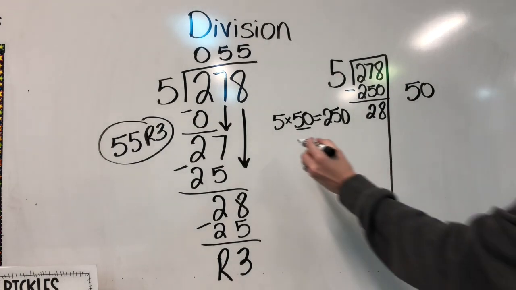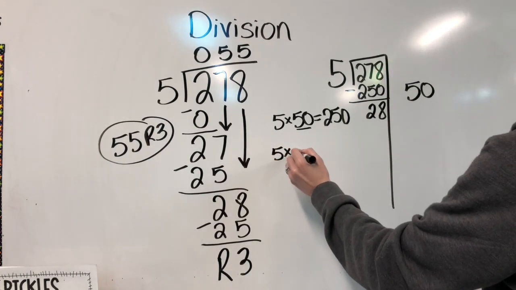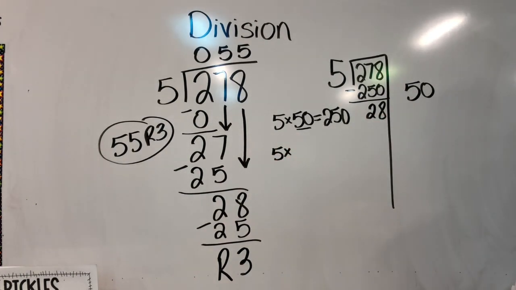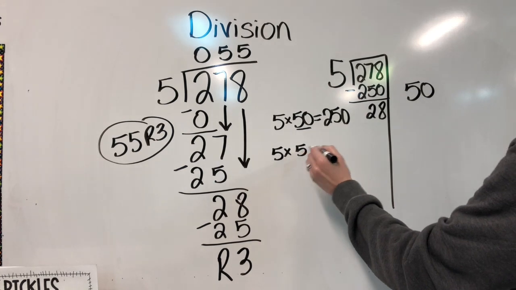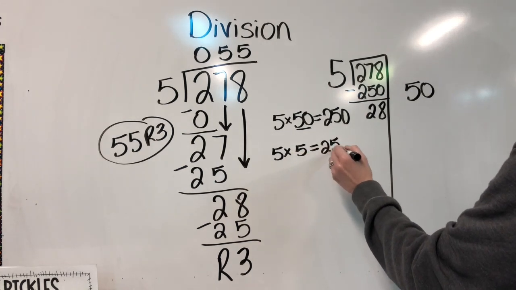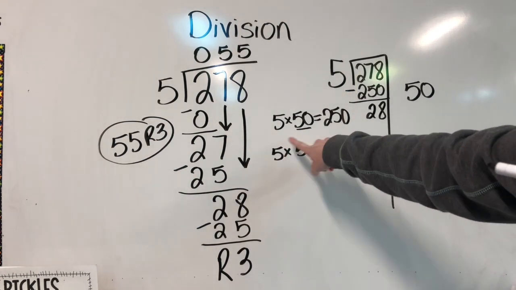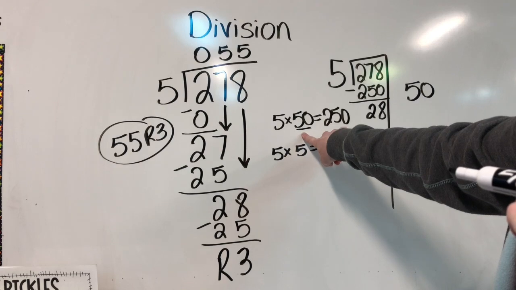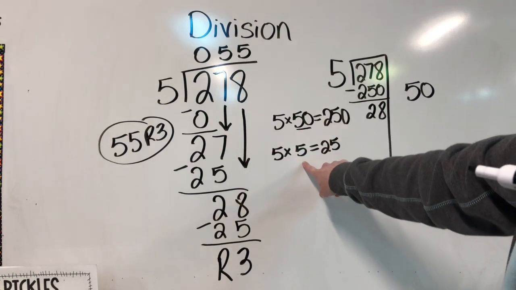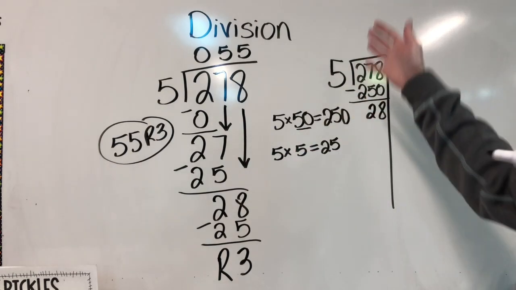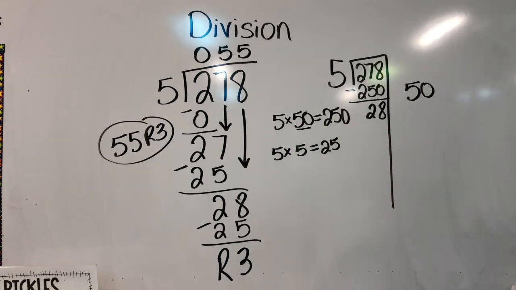So now, 5 times what gets closest to 28? Well, 5 times 5 equals 25. Remember, use simple numbers, numbers that you know. You could multiply by 10 here. You could multiply by 40 here. You could multiply by 2 here. Use numbers that you know. It might take you a little longer, but that's okay.